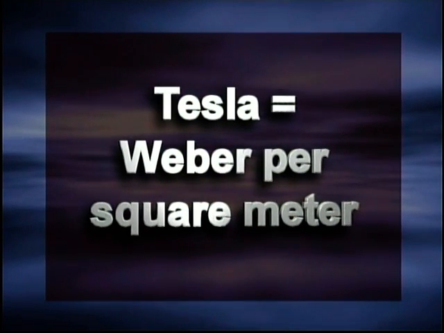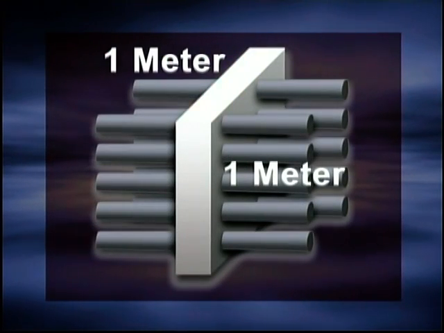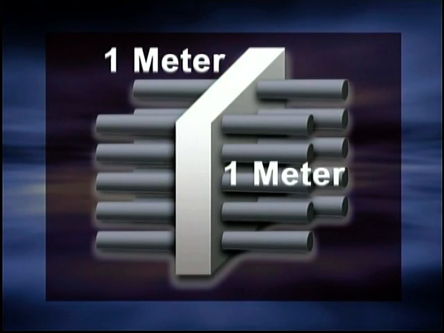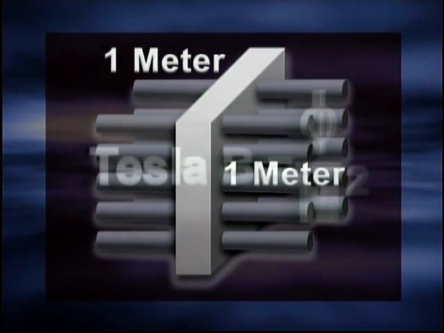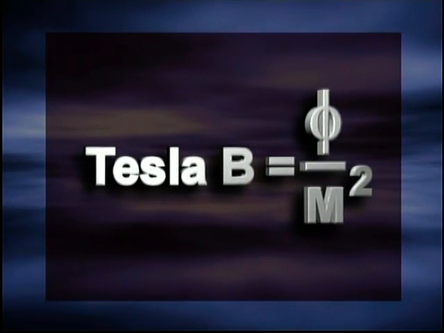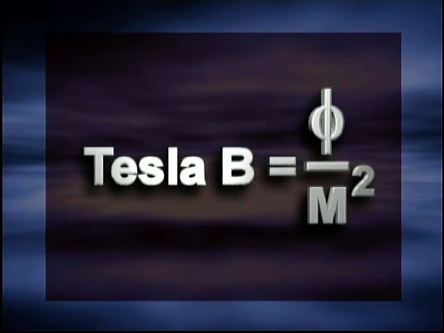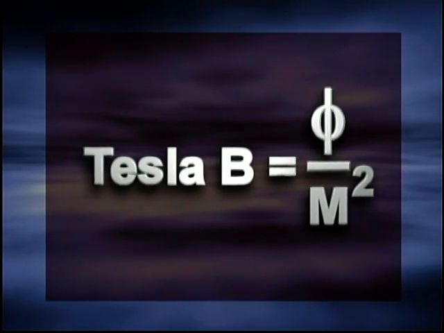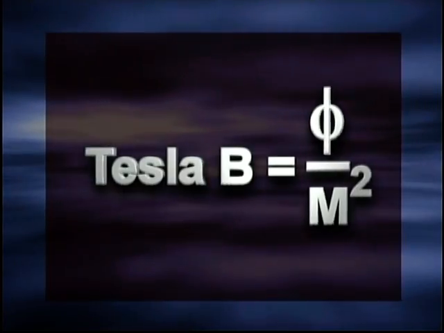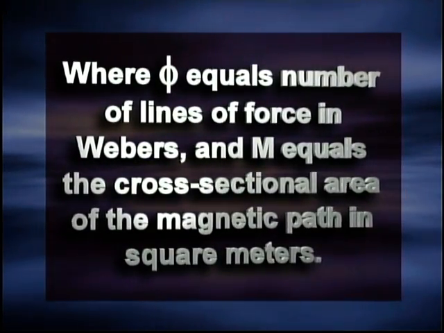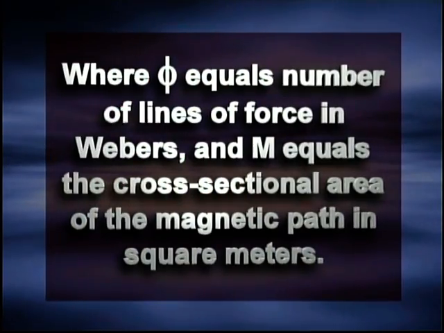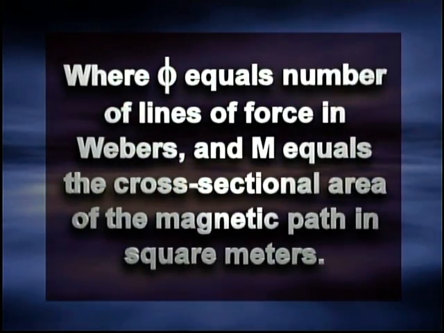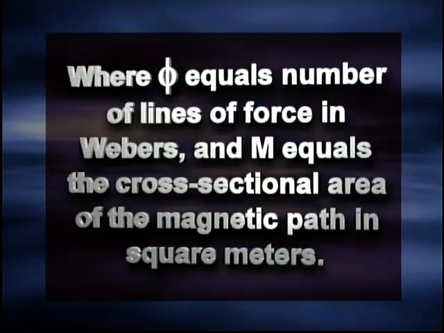The standard unit of measurement is the Tesla and is identified by the capital letter B. A Tesla is equal to a Weber per square meter, that is, 10 to the 8th magnetic lines of force passing through an area 1 meter by 1 meter. This relationship between the Weber and the Tesla can be put in the form of a single formula. Tesla B equals phi over m, where phi equals number of lines of force in Webers and m equals the cross-sectional area of the magnetic path in square meters.